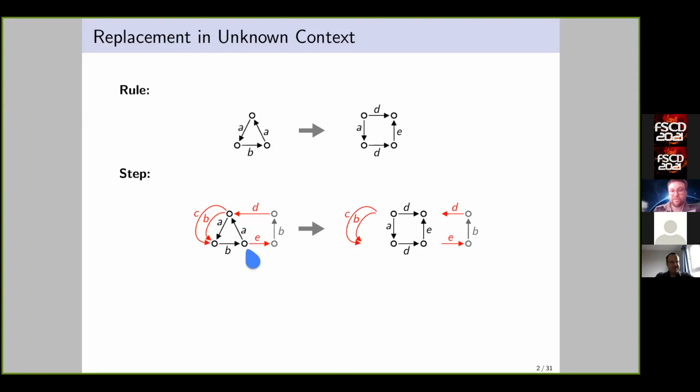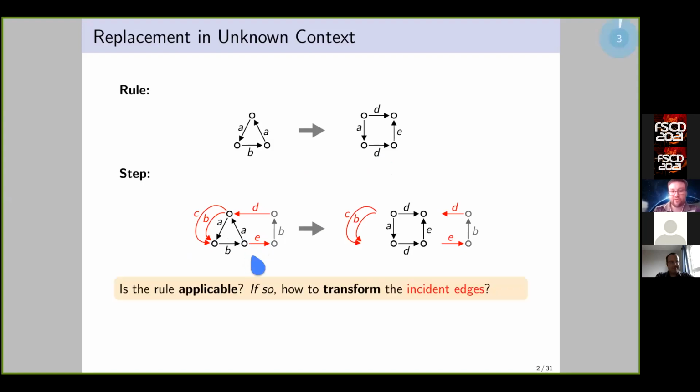So the first question is, is the rule applicable in such a context? And the second question is, if it's applicable, how do we transform these incident edges? How do we reconnect them if we rip out the left-hand side and put the right-hand side in? Where should these edges be reconnected? We will discuss that there are different frameworks in graph rewriting and different possible answers on this reconnection. And I will tell a bit about a framework that we have proposed ourselves recently.